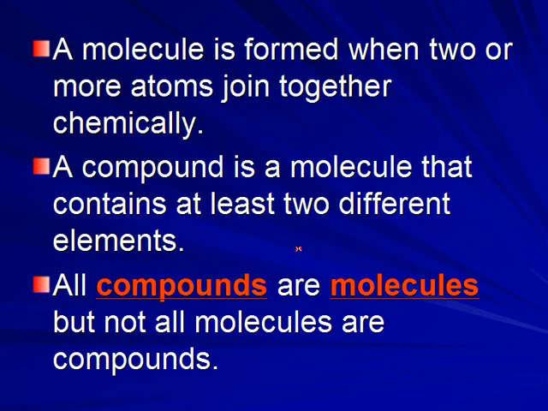Now, a molecule is formed when two or more atoms join together chemically. Prior to this, remember we talked about how you can have H2, two hydrogens come together. This would be a molecule. H2O is a molecule. But a compound is a molecule that contains at least two different elements. So H2 is not a compound, but H2O is a compound. All compounds are molecules, but not all molecules are compounds. The reason for that is compounds have to be different elements, whereas molecules are just combined atoms in general.